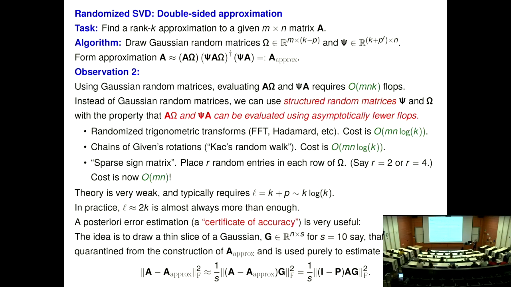But what you can do is rely on the Gaussian analysis not to build the approximation, but to estimate the error. So what we want to do here is draw a small random matrix that we keep quarantined from the rest of the computation.